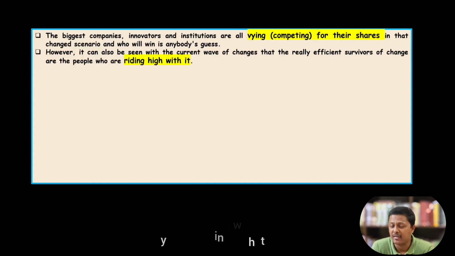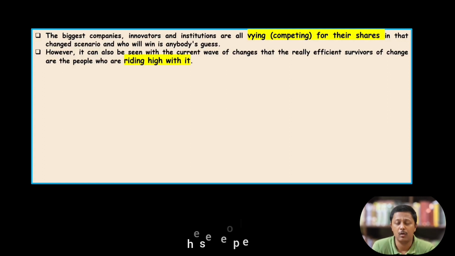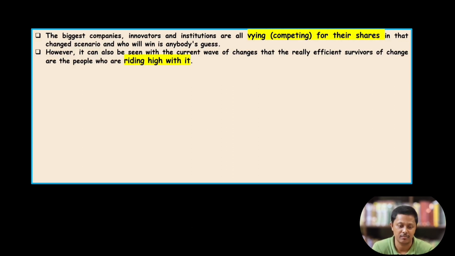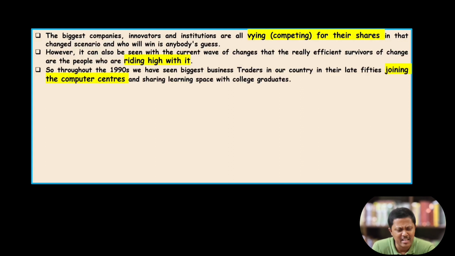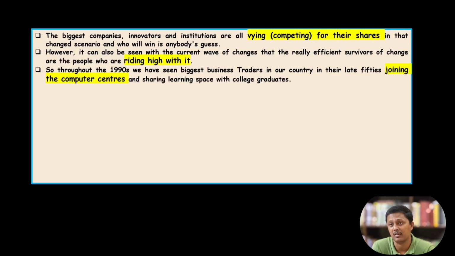If you are riding with it, if you are adjusting yourself and adapting with it, then you are going to do something seriously. So these people or companies or institutions who are riding with it, who are keeping their pace with it, who are accepting these technological changes, are moving forward faster. Throughout the 1990s, we have seen the biggest business traders in our country, in their late 50s, joining computer centers and sharing learning space with college students. So this has to be done.